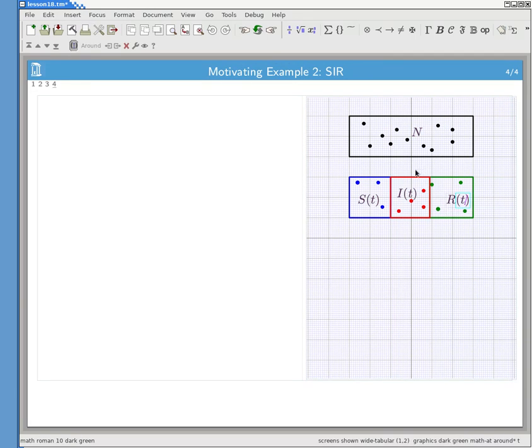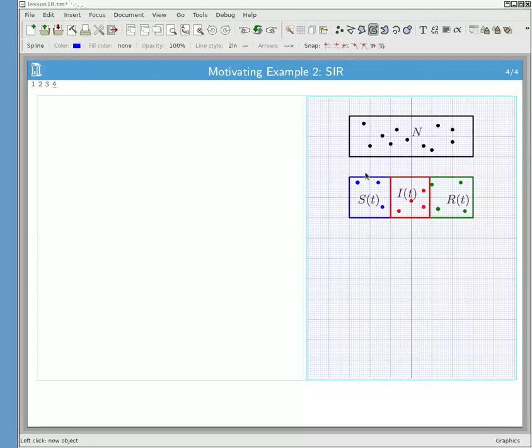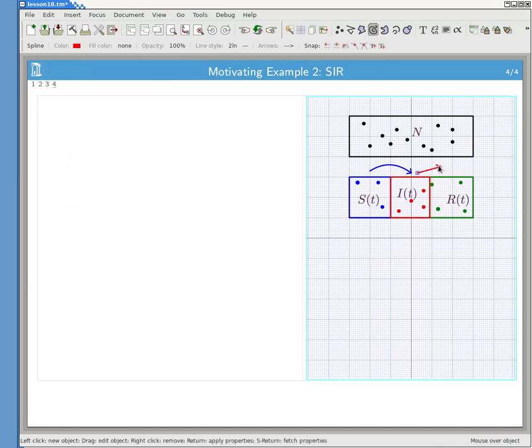Now there are going to be transitions between the various types of compartments. Some of the susceptible become infected. So there is going to be a transition from the susceptible compartment into the infected compartment. Subsequently, some of the infected do recover. So there's going to be a transition from the infected compartment into the recovered.